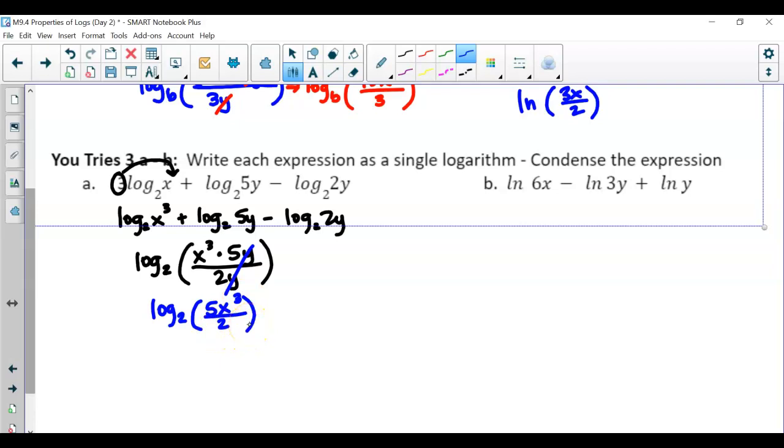So then here with our natural logs, no coefficient, so natural log. Now here we've got 6x minus, so this is dividing, so 6x divided by 3y. But notice how we are adding, so multiplying by y. Now I'm going to go ahead and simplify. Y's cancel out, and you also have 6 divided by 3, which is 2. So really, you're just left with the natural log of 2x.